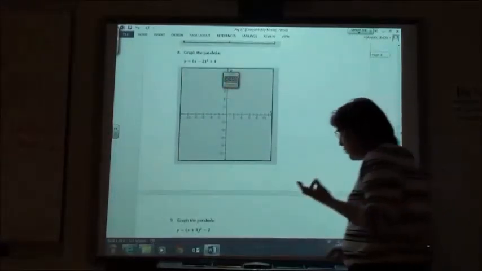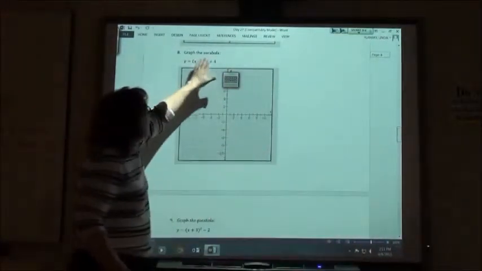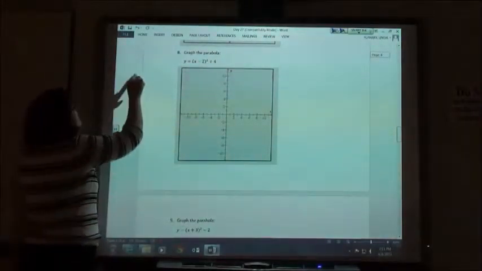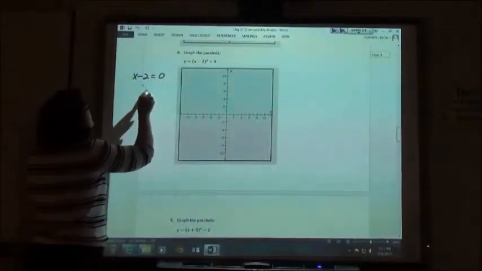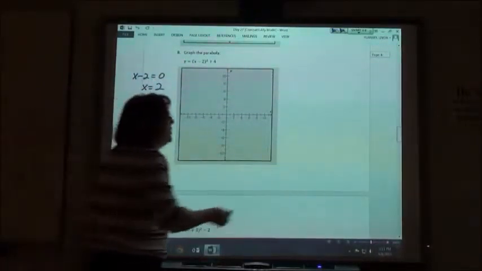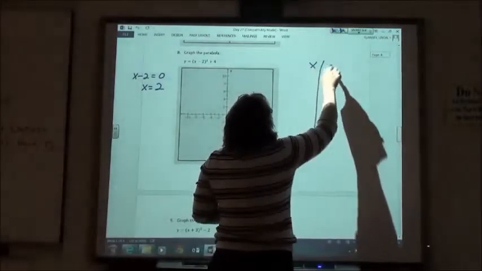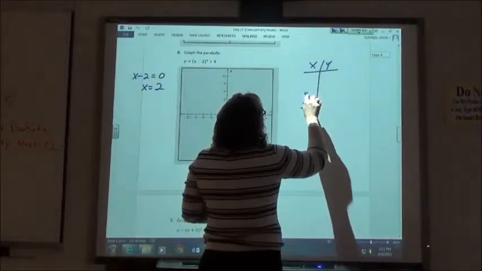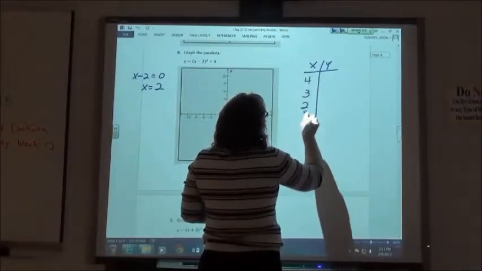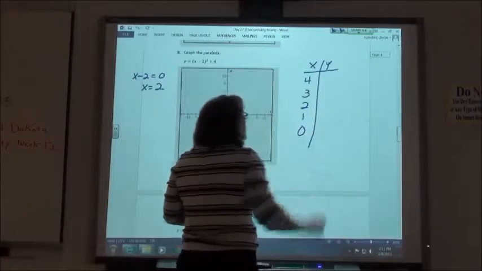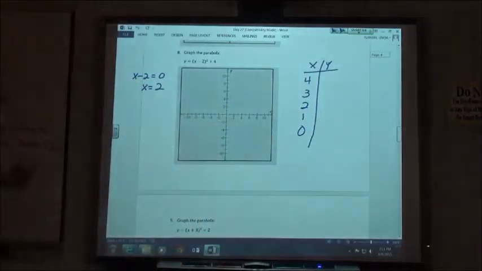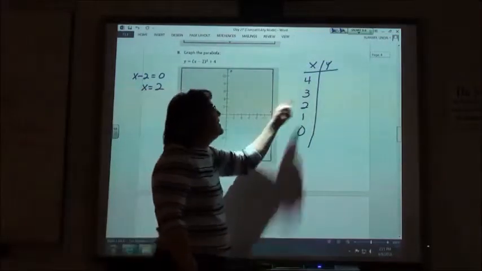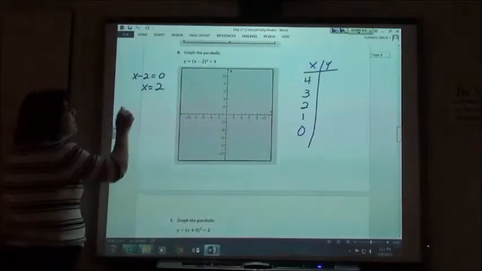Number 8, same thing. I'm going to graph my parabola. It's got the adding and subtracting. I know there's a shift. I have to figure out where is the vertex of my parabola. If x minus 2 equals 0, then x is going to be over at 2. So in my table, I'm going to have 2 in the middle. So 2, 3, 4, 2, 1, 0. Doesn't matter which order you put them in, just so you have 5 of them with the 2 being in the middle. So, starting with my 4.